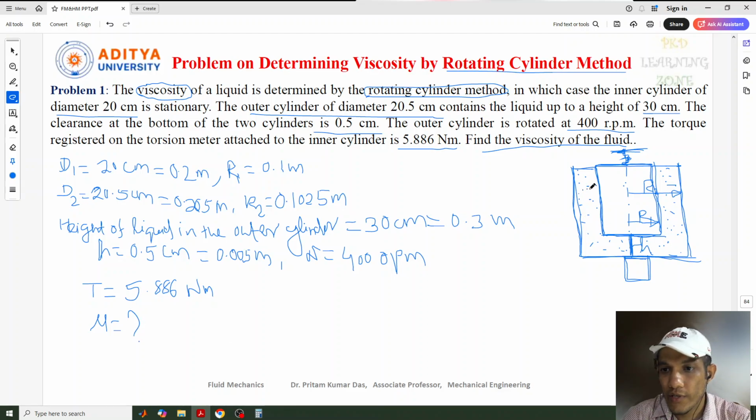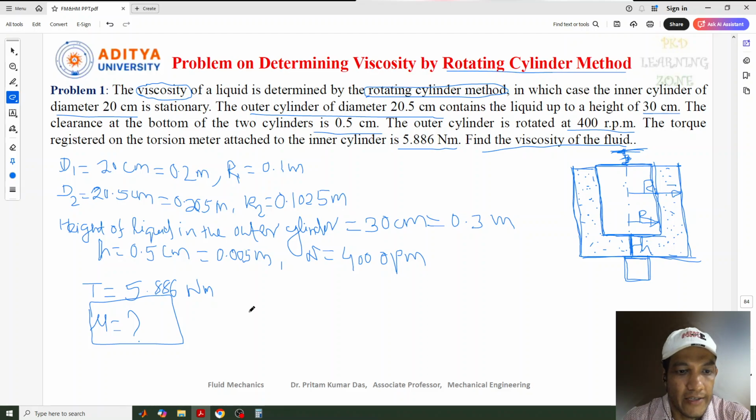Which viscosity? The viscosity of the fluid present in between these two cylinders. That is what we need to calculate here. In the previous lecture we already discussed this method, and we derived the formula to identify the viscosity.